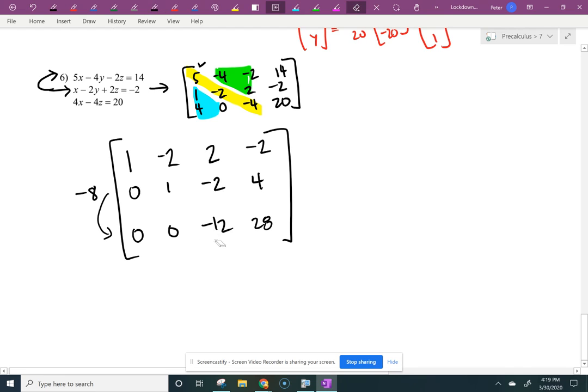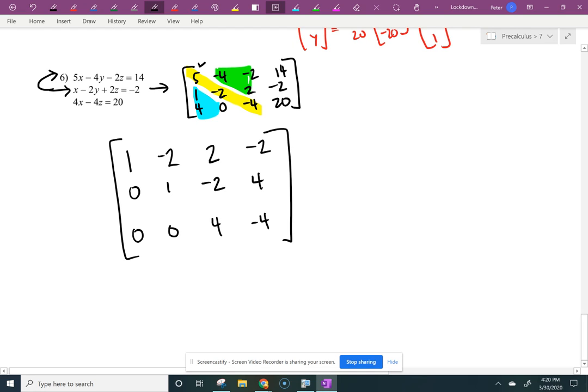16 minus 12 is going to get me a 4 here. Yep. And here, -32 and 28 is going to be -4. Yes, just making sure. You guys aren't here to correct me. And so, bam, look at that.